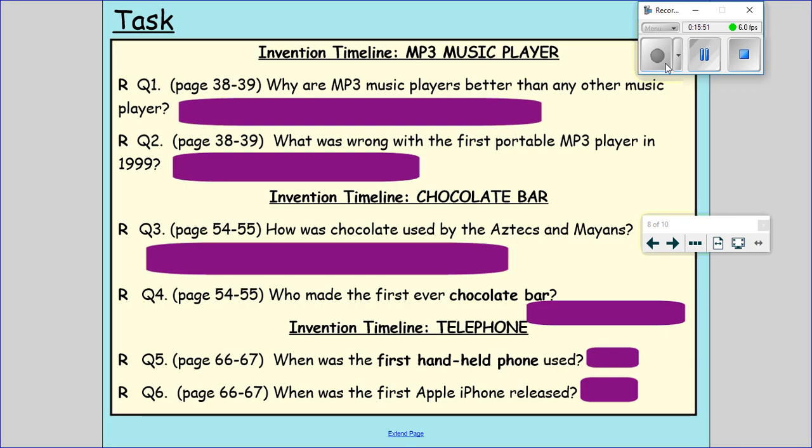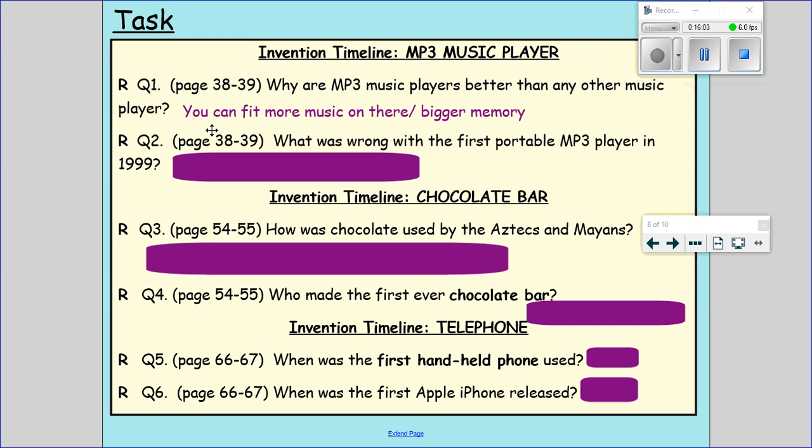Okay, and once you are done, get your purple pen. Are we ready to mark our answers? So question number 1, why are MP3 music players better than any other music player? Because you can fit more music on there, or I'll accept anything like they've got a bigger memory or a bigger storage, anything along those lines that they can fit more music on them. You can even say about them storing thousands of tunes.